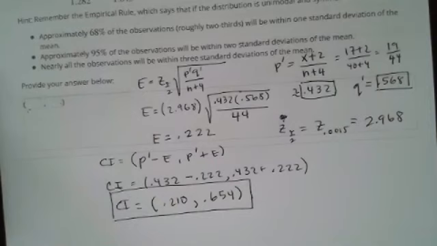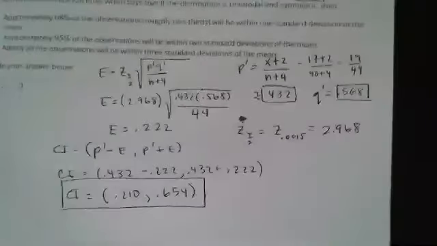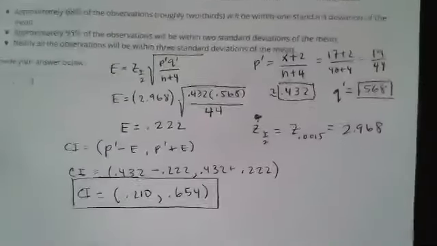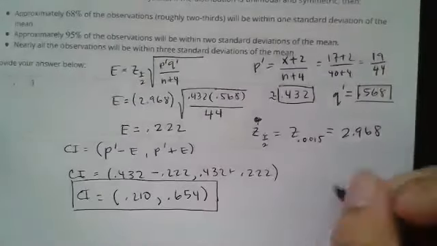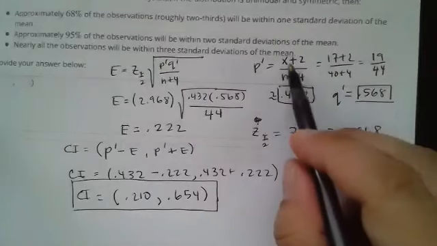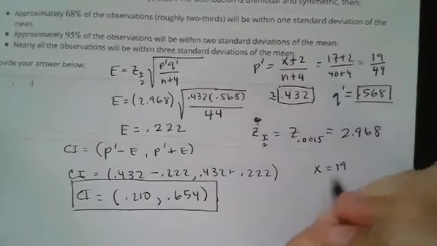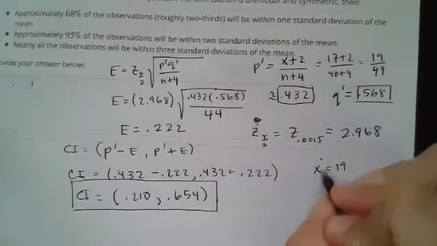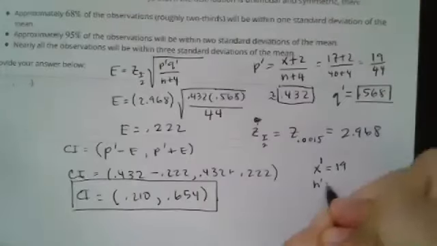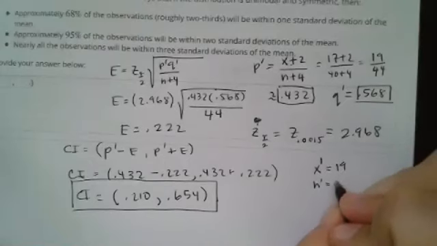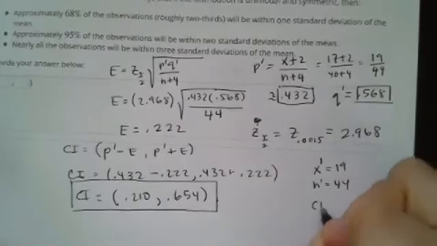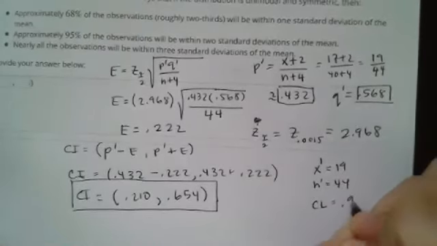Let's see, what else could we have done? Could we have done this in a shorter way? Could we have used the calculator? Sure. Instead of x, we would have used x plus 2, which is 19, and instead of n, we would use n prime, 44, and then our confidence level is 0.997.